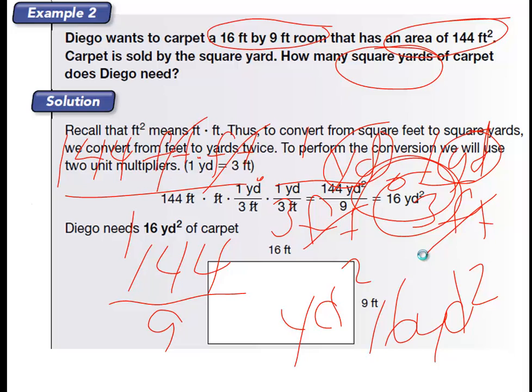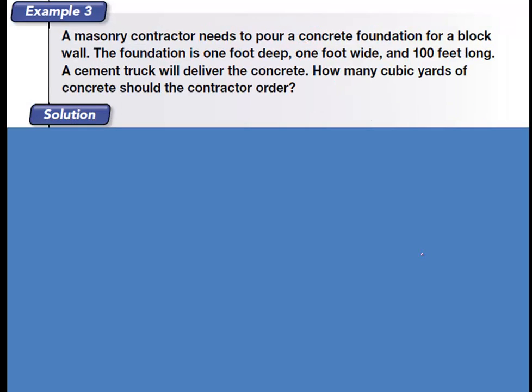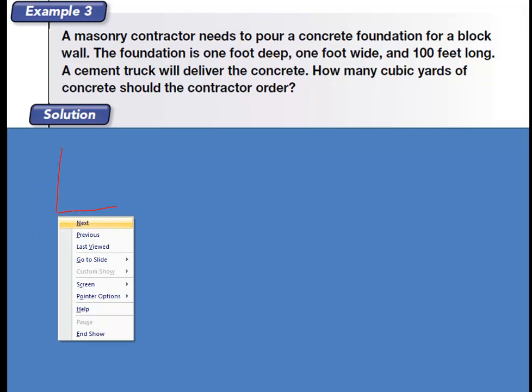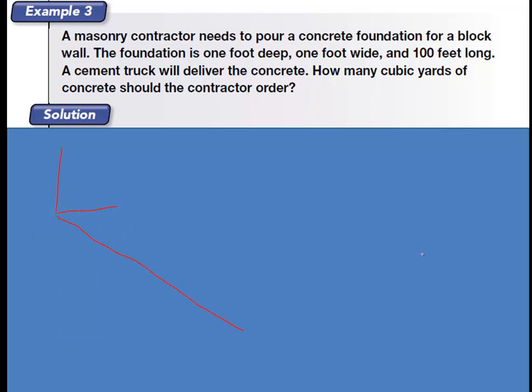Hopefully that's making some sense. Let's see if you can do this one. This one's a little bit harder. I'm going to give you a little clue. It's telling us that a foundation is 1 foot deep, 1 foot wide, and 100 feet long.